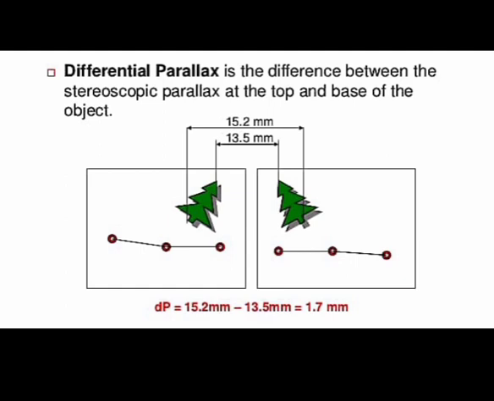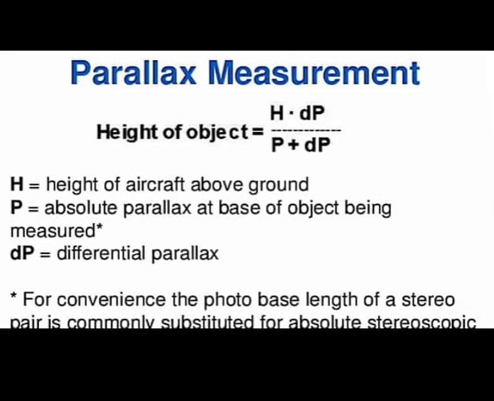These all things we are going to see in part 2, where we are going to derive that, and we are going to solve some of the problems in part 3. Now parallax measurement, this derivation also we are having in part 2. You'll be having height of object, how to determine the height of an object, that is height of aircraft above the ground, into differential parallax divided by absolute parallax at the base of the object plus differential parallax, right? This is how we are going to determine the height of an object by parallax.